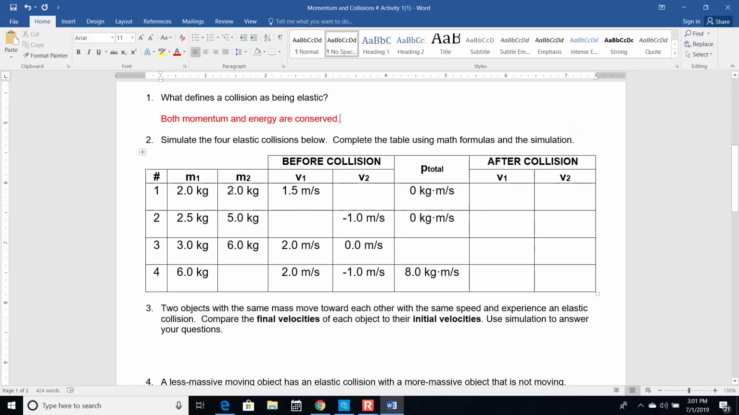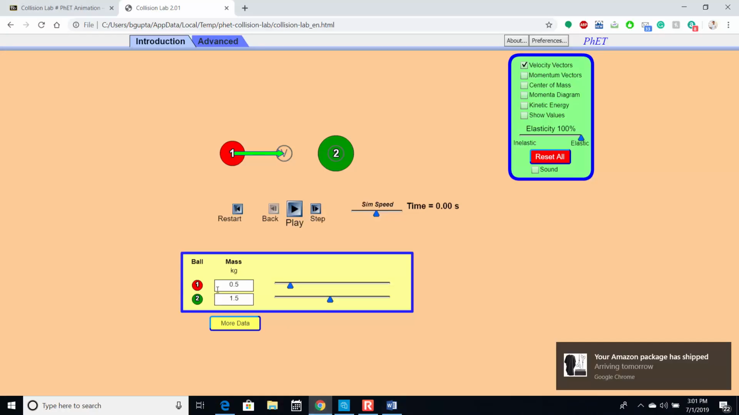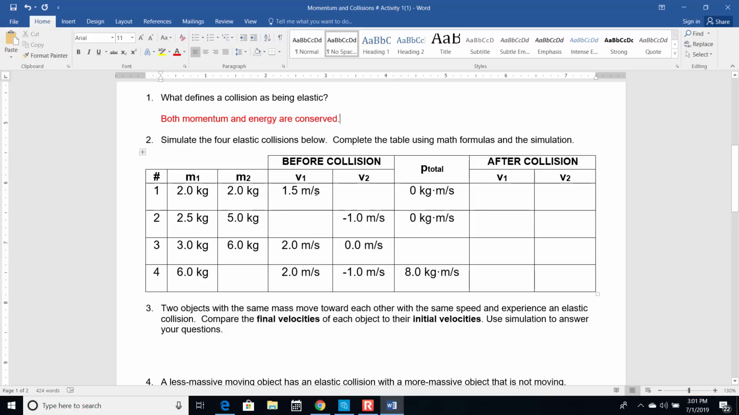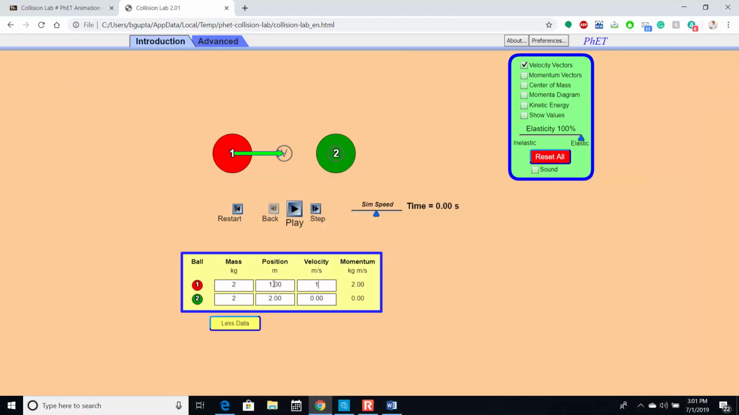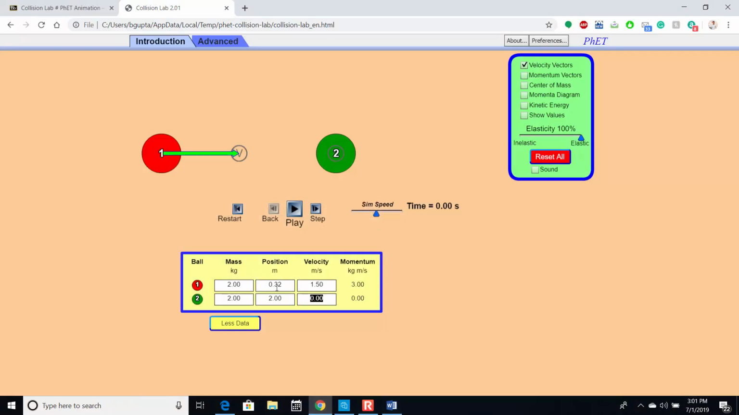The mass is 2 kilograms. So go here. Let's set this one as 2 kilogram. Set this as 2 kilogram. All right. And the velocity for this one is 1.5 meter per second for m1. So I'm just going to set this velocity 1.5 meter per second. This position here, it doesn't matter where your position is. And now if you come here, this is the total momentum, which is 0. So the total momentum is 0 only when this one has the opposite velocity, 1.5.